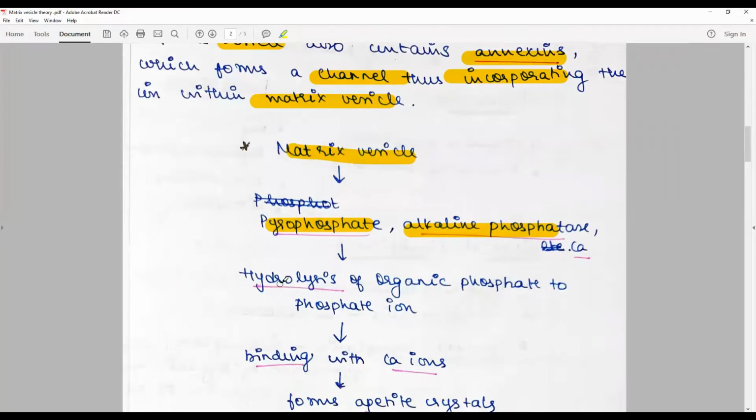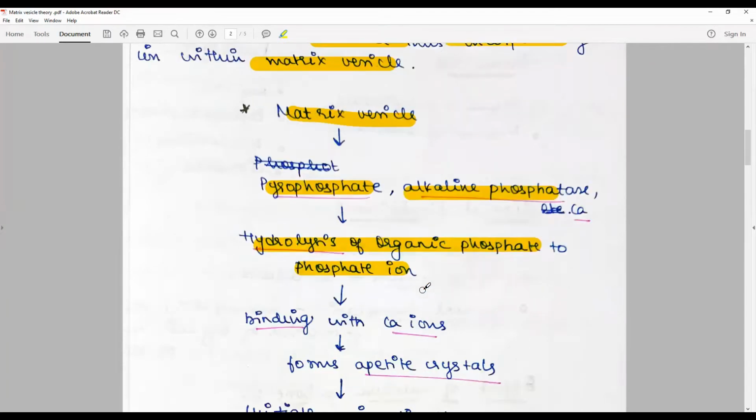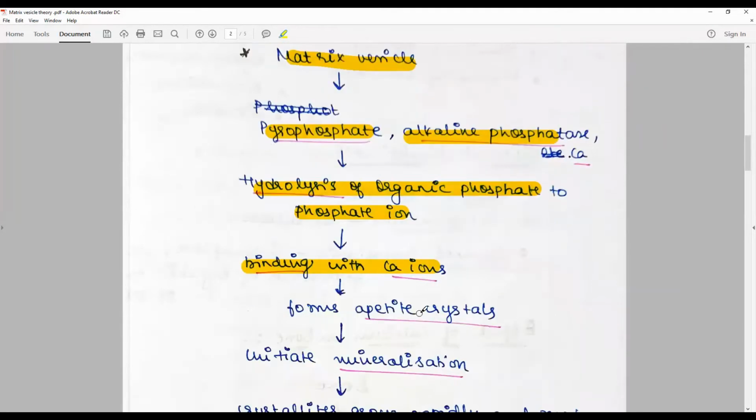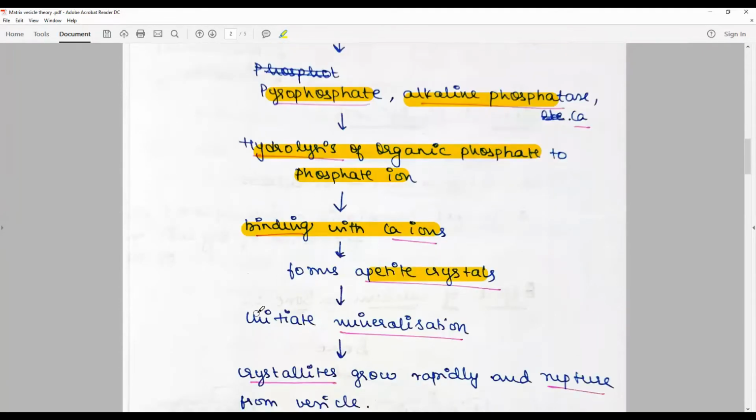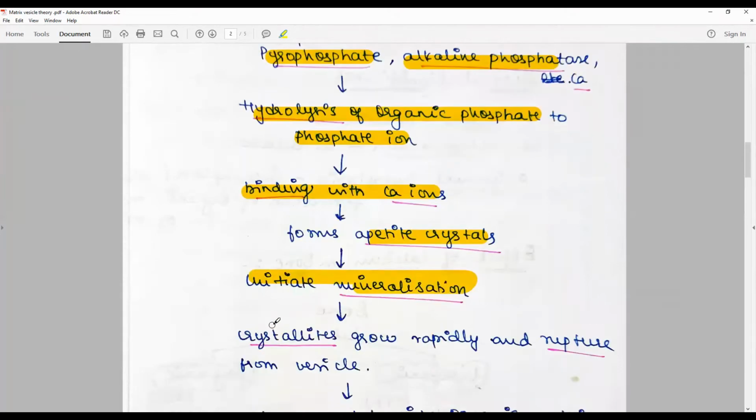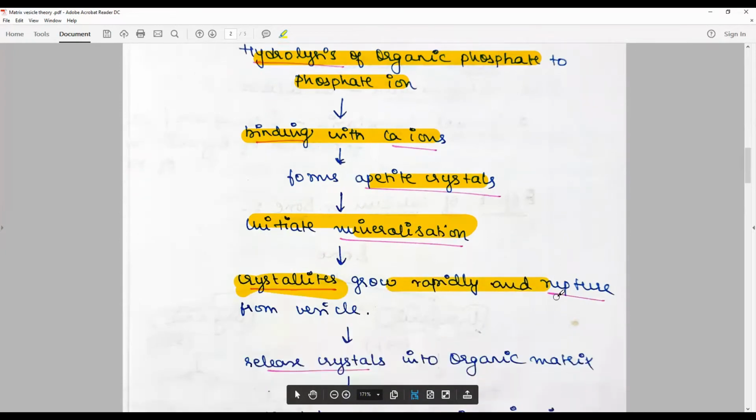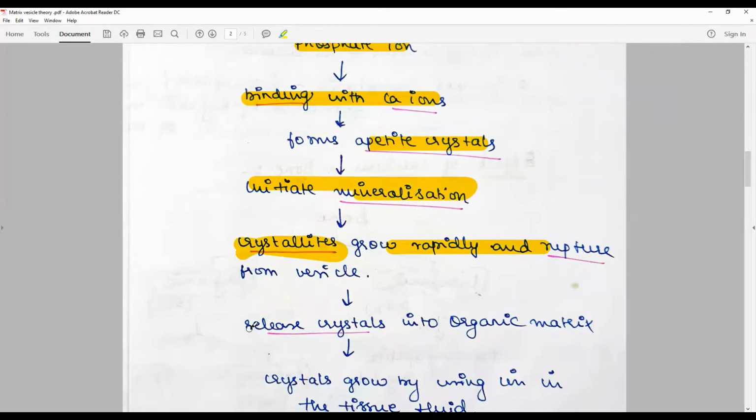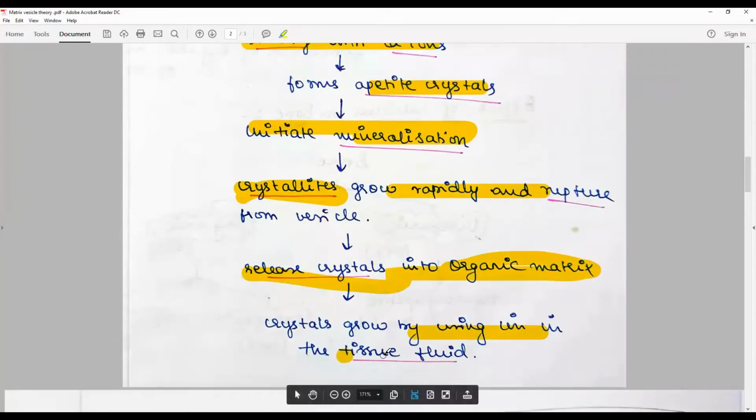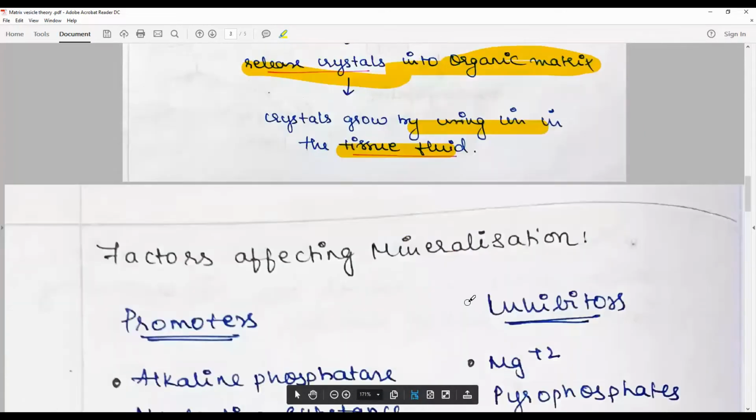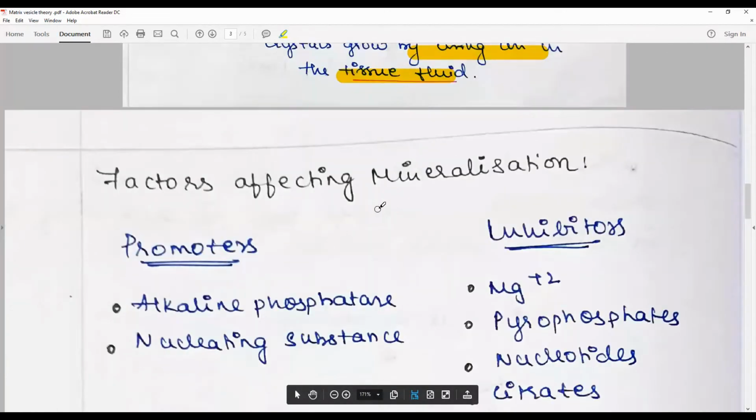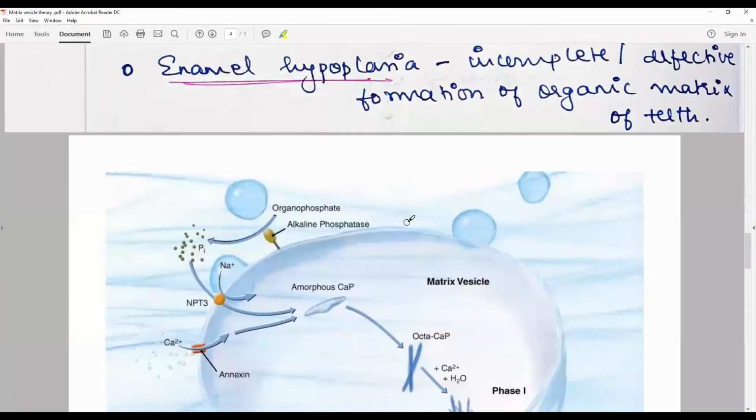Matrix vesicle causes hydrolysis of organic phosphate to simple phosphate ion that binds with the calcium ions, forming apatite crystals that initiate mineralization. These crystals are thrown outside the vesicles and grow rapidly, modulated by certain proteins, and rupture from the vesicles, which are released into the organic matrix, where they grow using the components of the tissue fluids. The factors that affect mineralization we have to deal with, but before that we'll see how it works.